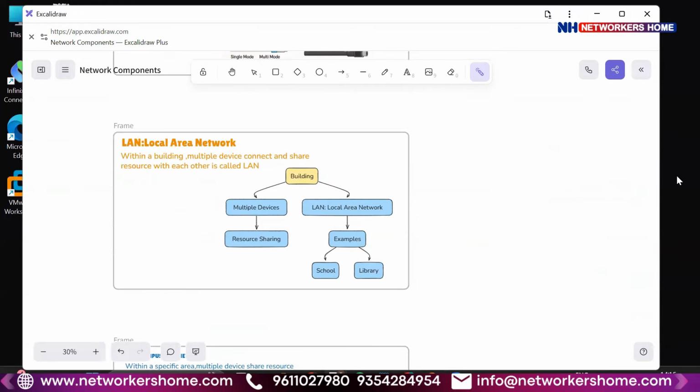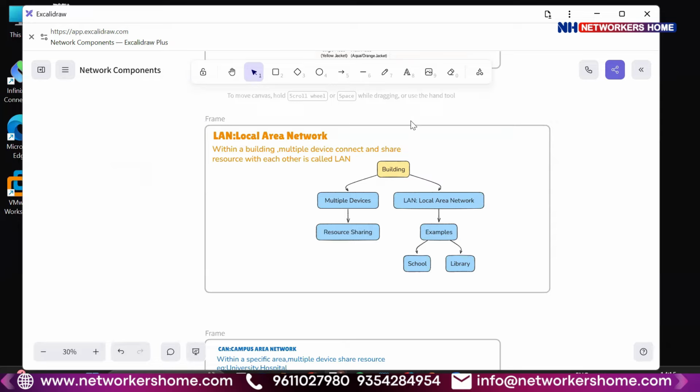We are going to learn what is local area network. What is LAN? Local area network. That is the answer we are not supposed to give, right? Okay. What is LAN? See, within a building, when multiple devices are connected and share resources with each other, it is called LAN. That means we are all sitting in this NH classroom, right? NH second floor. We are all connected to one Wi-Fi. So that is a particular network. So that network is called a LAN network.